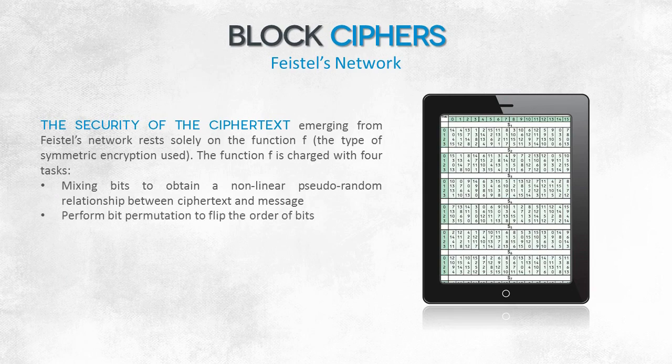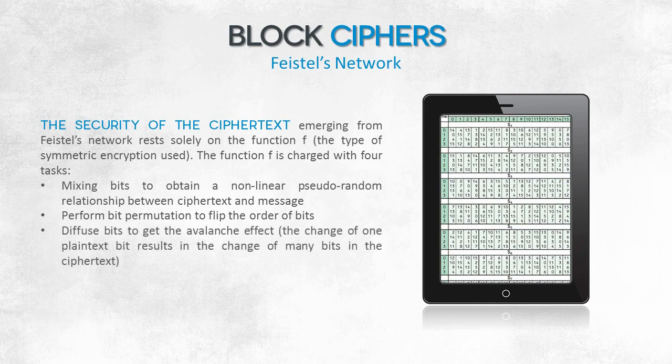It would be helpful if our function f performed bit permutation or flipped bits. It could be used to obscure some relationships. The function should also exhibit the avalanche effect so that the change of a small amount of plaintext bits, ideally 1 bit, would be demonstrated in the significant change of as many ciphertext bits as possible. Ideally, all bits should change.